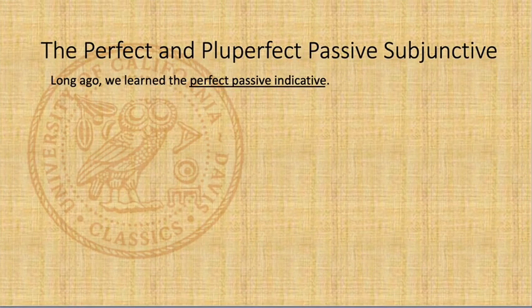Long ago, we learned the perfect passive indicative. Indicative forms of verbs are the first forms of verbs we learned when we started learning Latin. Indicative forms of verbs are used to point to things out in the real world.